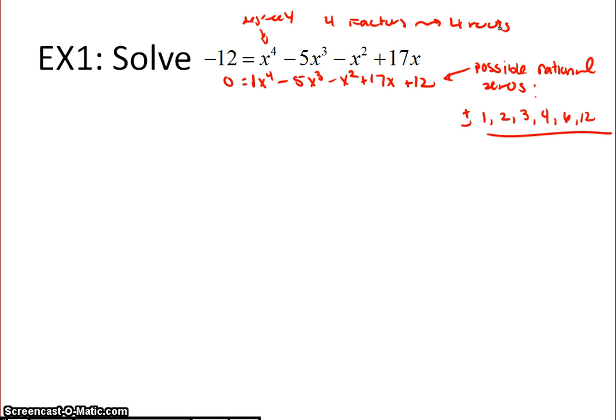Okay, so we're just going to solve. We're going to get 4 answers because it's degree 4. We're going to solve this without a calculator. If you don't have a calculator and you need to solve it, you just start going through your list of possible rational zeros.